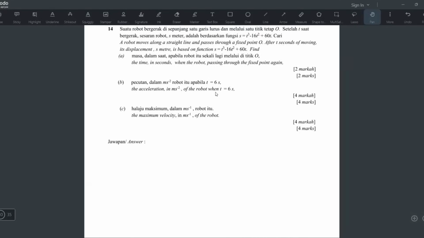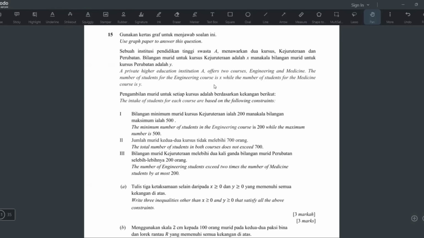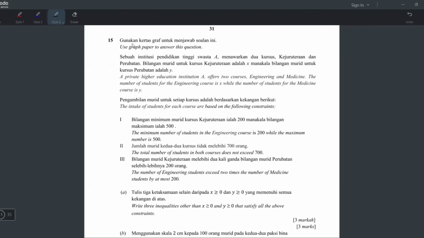Okay, 14 I won't do. That's the kinematics. Okay, this is the last question. Let's finish it. Okay, this is definitely from chapter 5. The linear programming chapter is 7. Yeah, linear programming. Use graph paper to answer this question. Okay, yeah, this one must use graph paper.